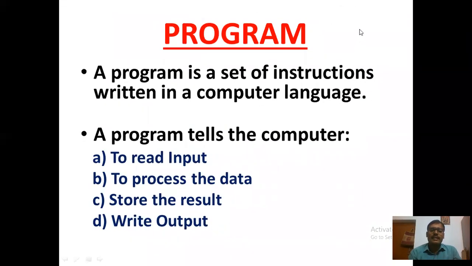A program is a set of instructions written in a computer language. Means you know very well a computer cannot understand the language that we speak. So we have to give instruction to the computer in machine language, which is in the form of 0 and 1. And a program tells the computer the following things. First, to read the input. Second, to process the data. Third, store the result. And fourth, write output.